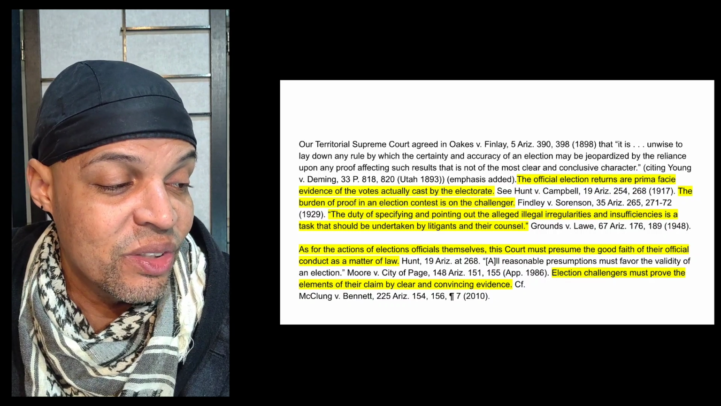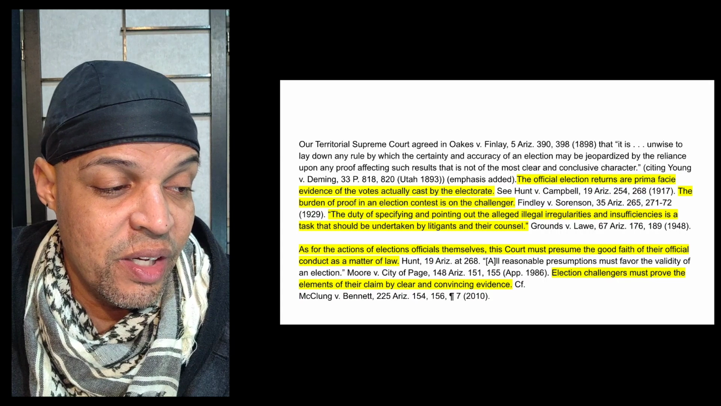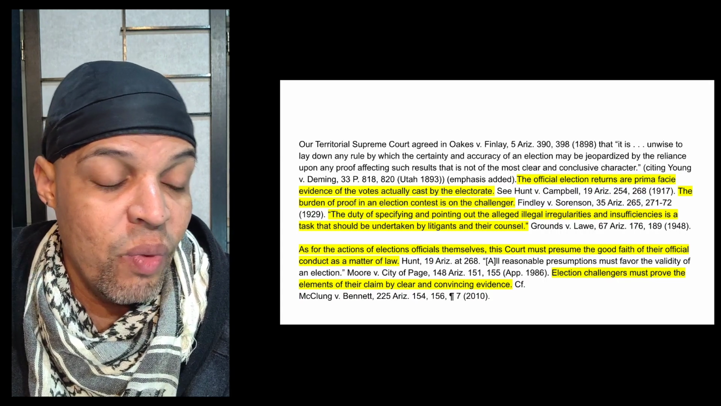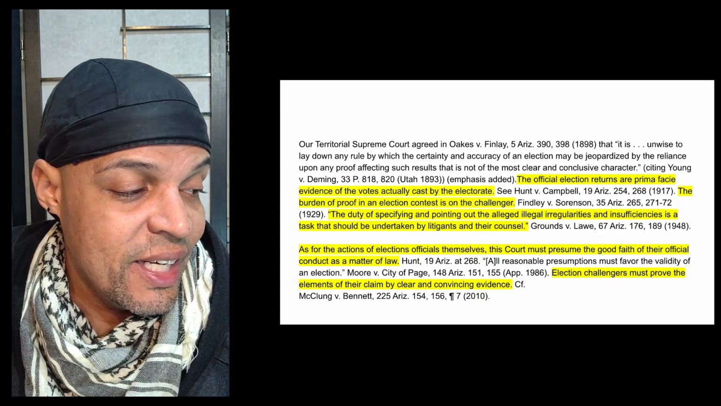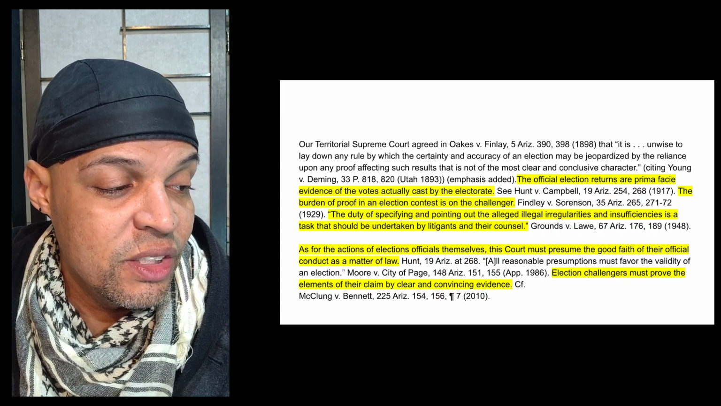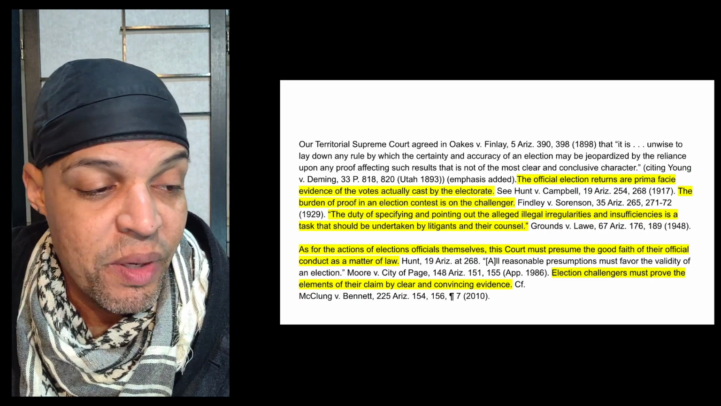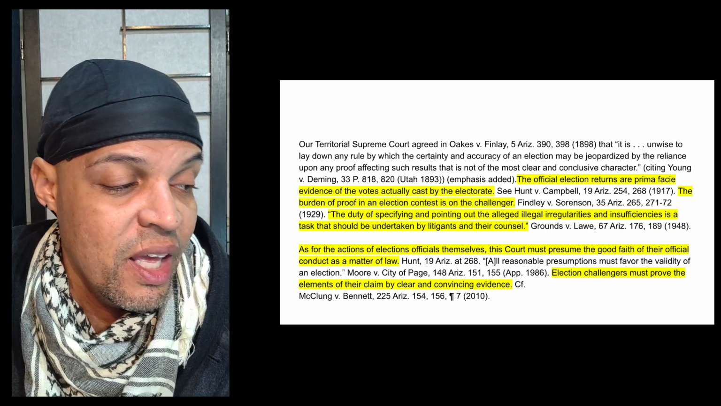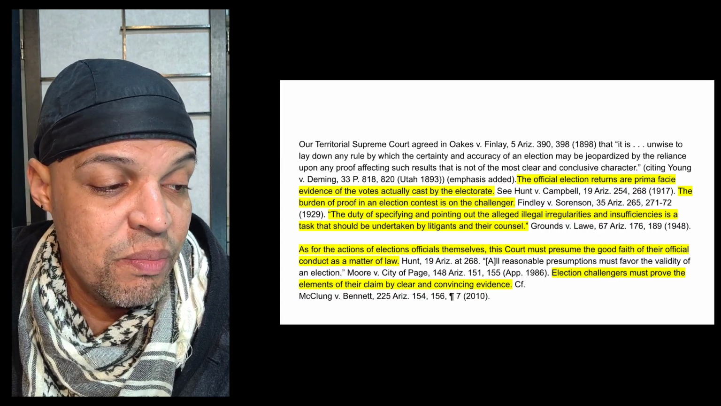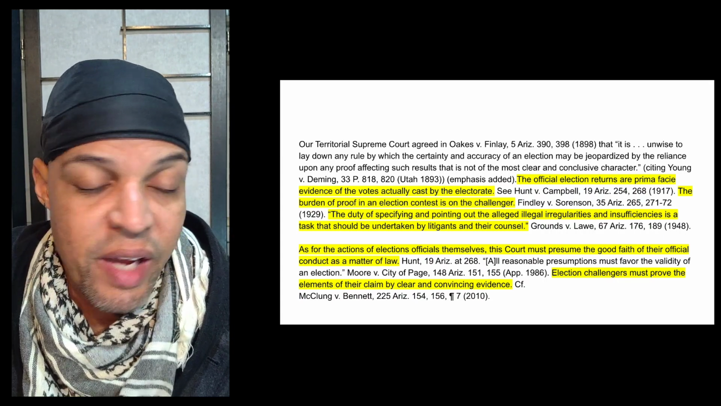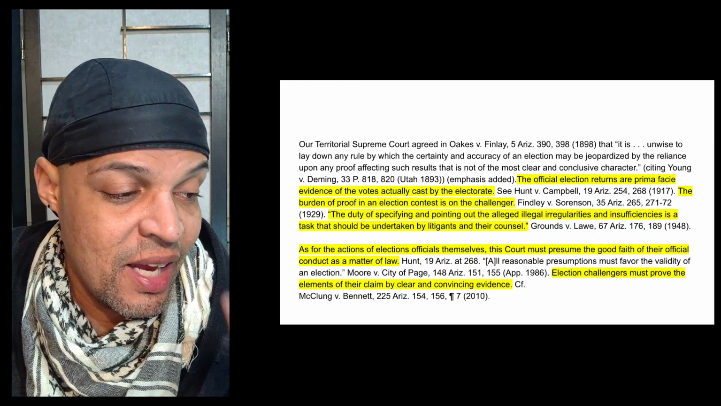Our territorial Supreme Court agreed in Oaks v. Finlay, 5 Arizona 390, 398 (1898), that it is unwise to lay down any rule by which the certainty and accuracy of an election may be jeopardized by the reliance upon any proof affecting such results that is not of the most clear and conclusive character. Listen to this, man. This is so much fun. All right, let's go back to the highlight.